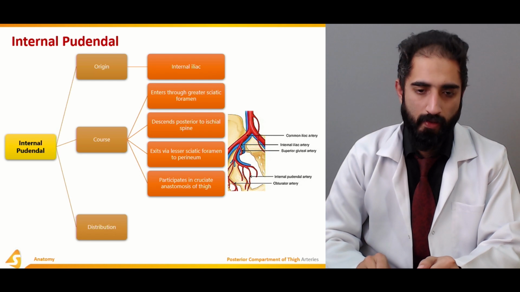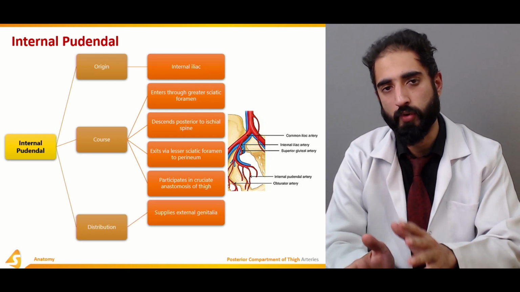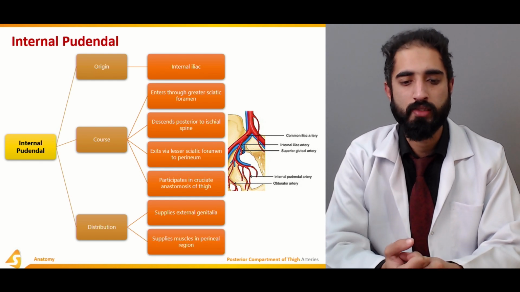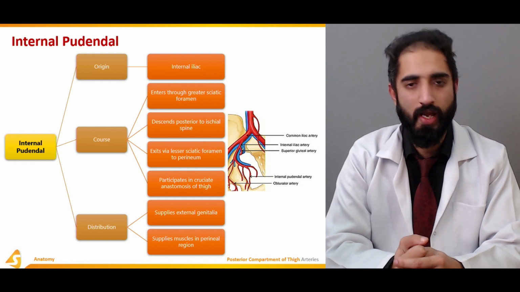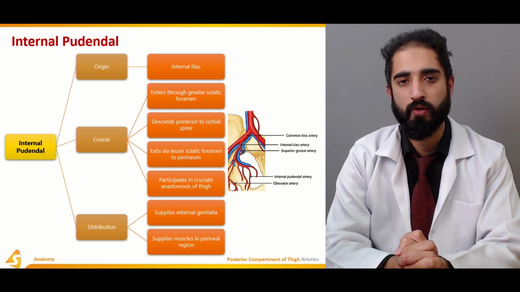of the thigh as well. So the distribution is not to the muscles, but it is, as already mentioned, to the perineal structures, which includes the external genitalia as well as the muscles in the perineal region, and it does not supply the muscles in the posterior aspect of the thigh.